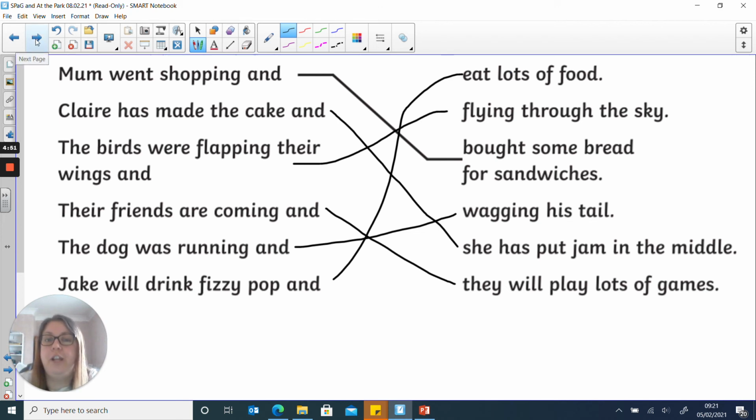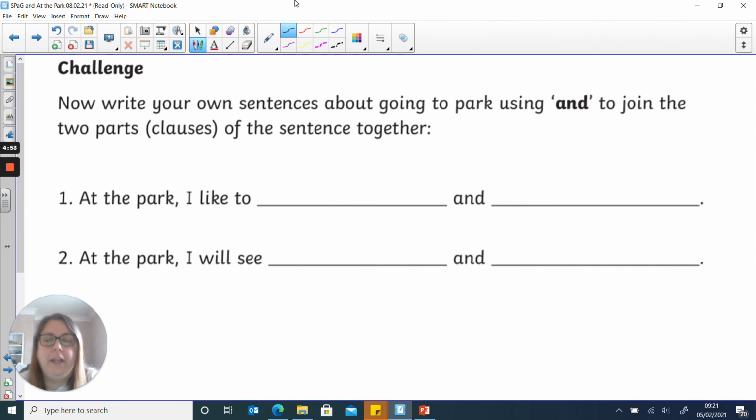And your final challenge is I want you to think about when you go to the park. And for some of you, it might have been a long time, hasn't it? Because of obviously the current things that are going on at the minute. But have a little think. When you're at the park, what do you like to do? So you're going to write, at the park, I like to, and then I want you to write something and something else. So what do you like to do? So 2 things that you like to do. And then the other one is, at the park, I will see. What 2 things do you see at the park?